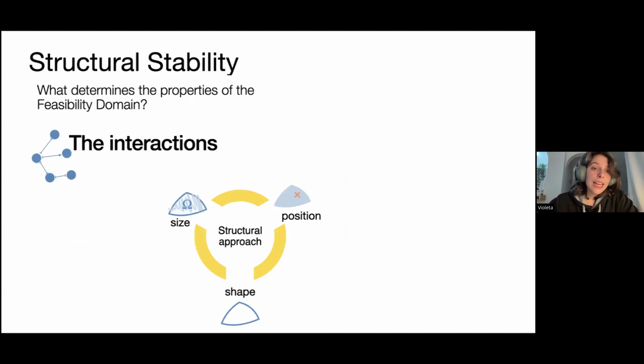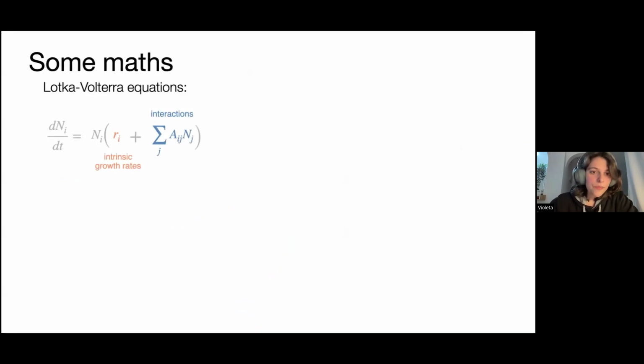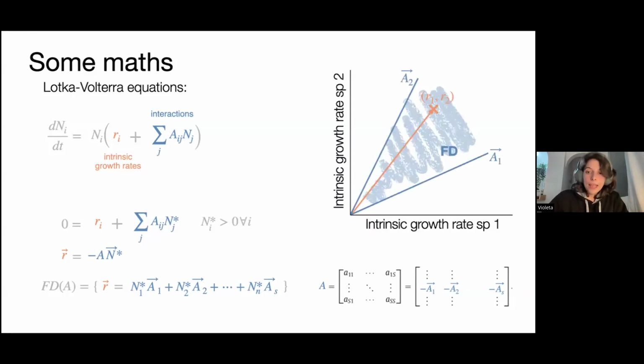And the cool thing is that the properties of this region are encoded in the interaction matrix, and what determines whether my community is inside this region or outside is the intrinsic growth rate. So we can have a geometric visualization of what's going on. If we do some maths, actually, we can resolve this system. If we put the vector R as a combination of the matrix and the vector of equilibrium abundances, then you can see that this vector R can be decomposed as a sum of the column vectors of the matrix that are multiplied by these equilibrium abundances that we want to be positive, not non-negative, just positive.